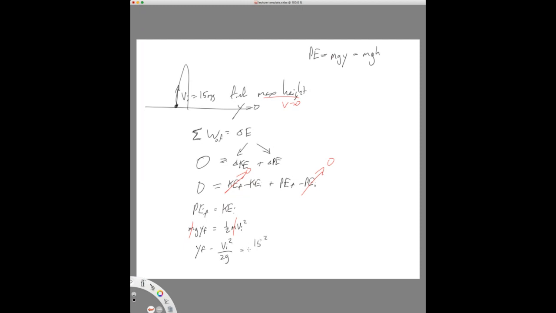That's going to be 15 squared over 19.6. That's 11.48 meters. So that's how high it goes. Any questions?